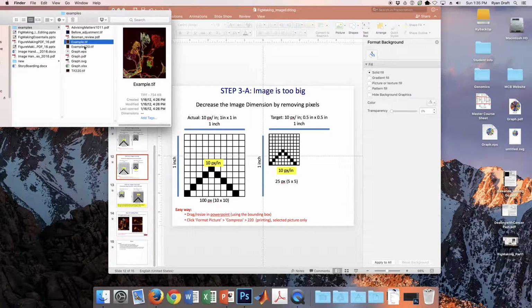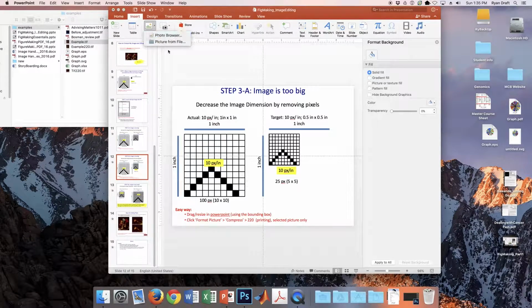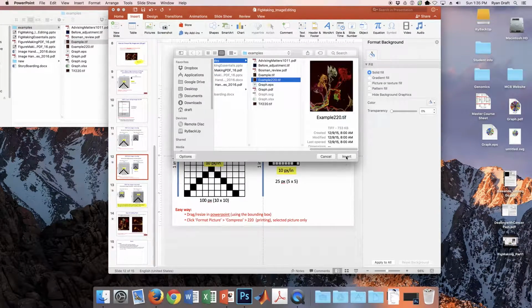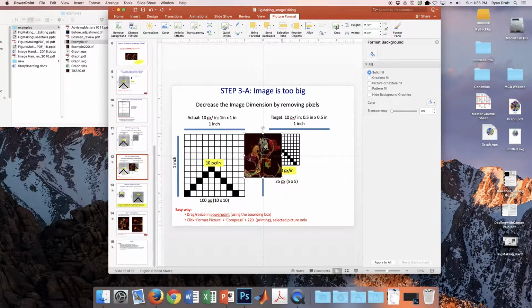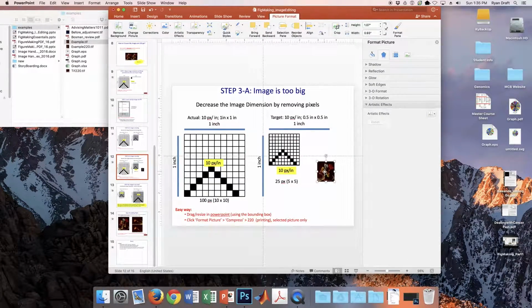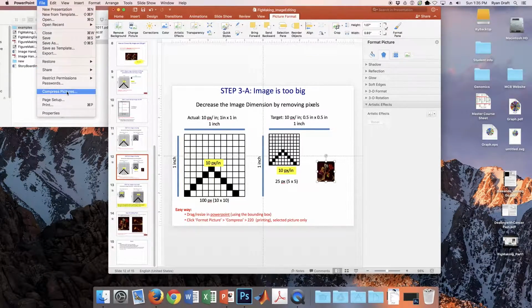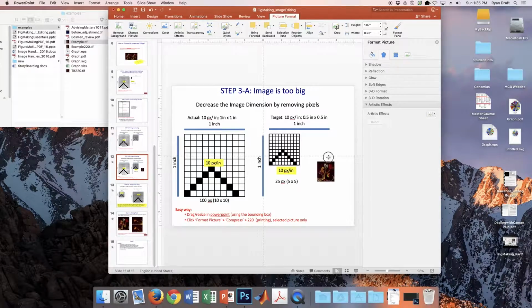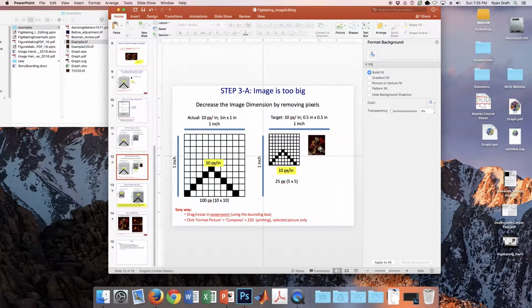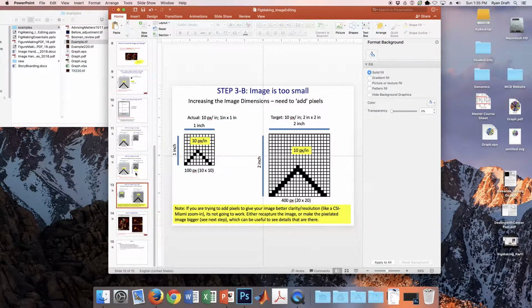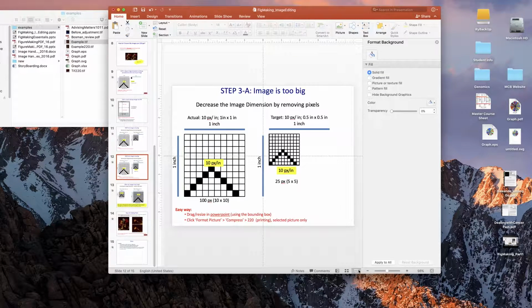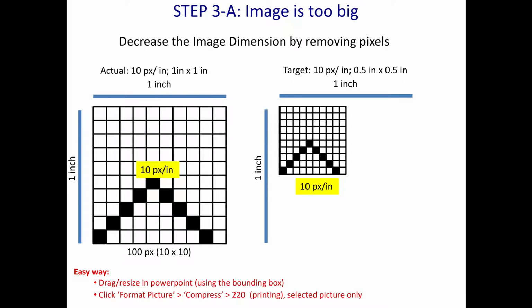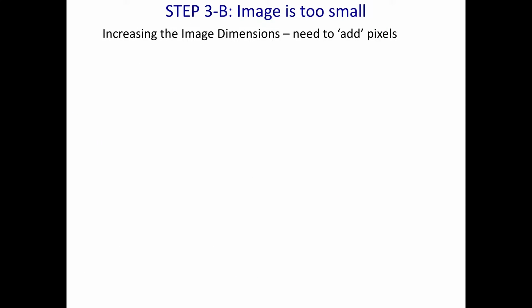So if I insert an image in here, and I end up needing a smaller version of it, so I shrink it down by dragging it with the handles, then I can just go to File, Compress Picture, choose what resolution I want, and tell it to just do it for this selected picture, click OK, and it's going to throw away all those extra pixels and make my file size smaller. So that's always an option if you're worried about file size. So that's the easy problem whenever your image is bigger than you need it to be. The harder problem is when your image is actually smaller than you need it to be, right?